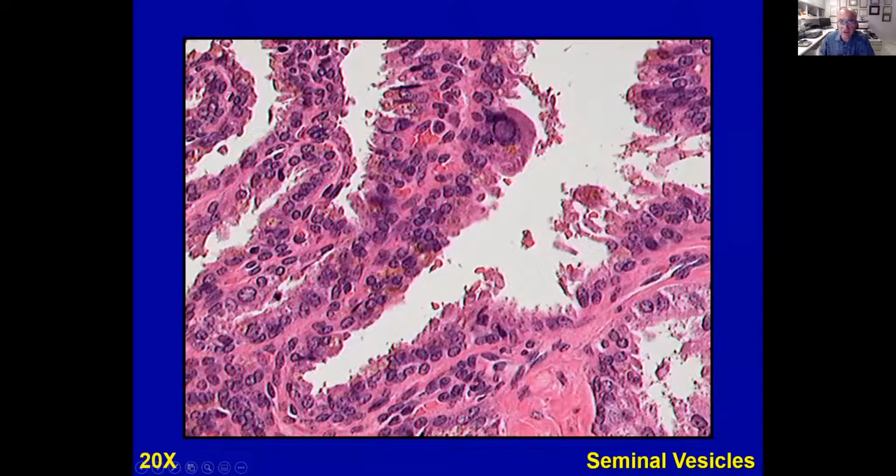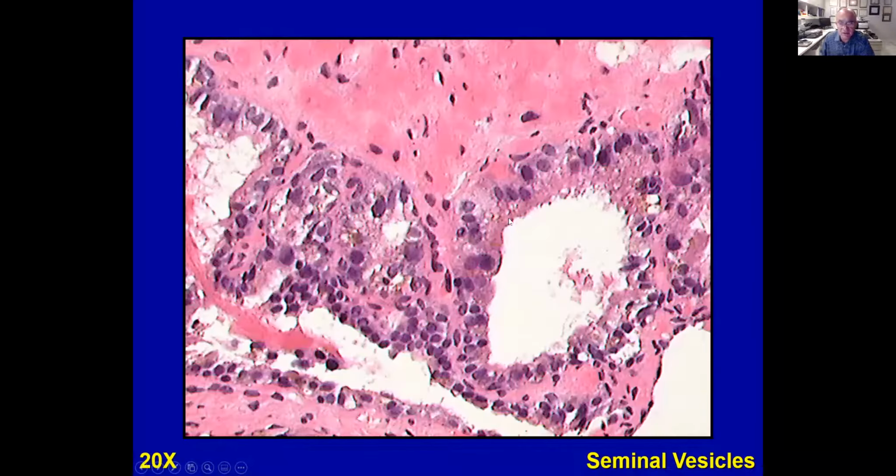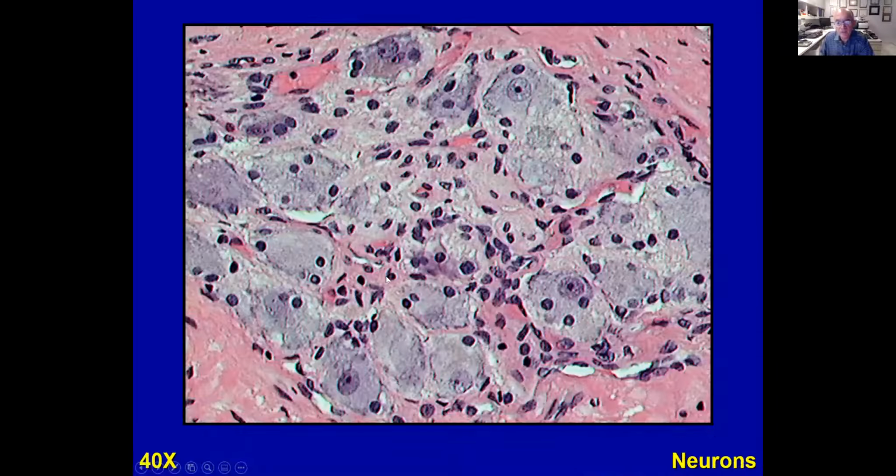As you can see here, this big nucleus in this sample is completely normal within the seminal vesicles, and we don't want to confuse it with a malignancy. Here is another example of another area of a section of seminal vesicle as well. Also, we can find neurons, and they have very prominent nucleoli, so don't confuse them with cancer.